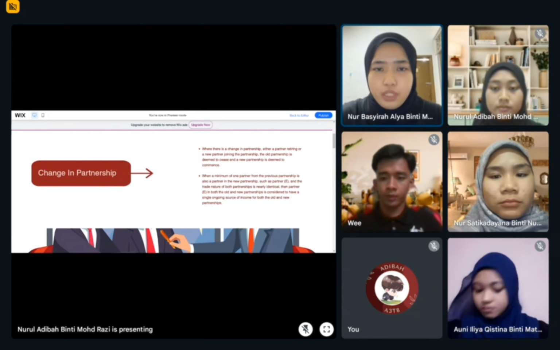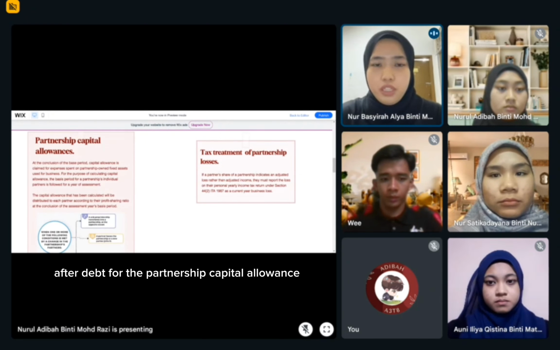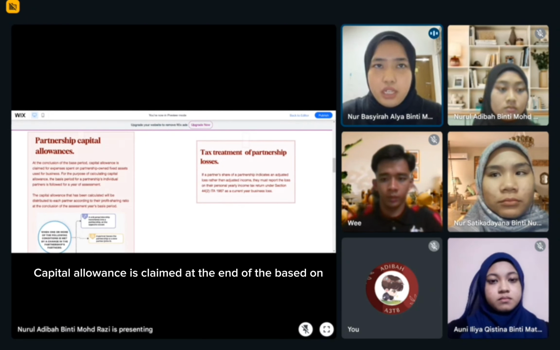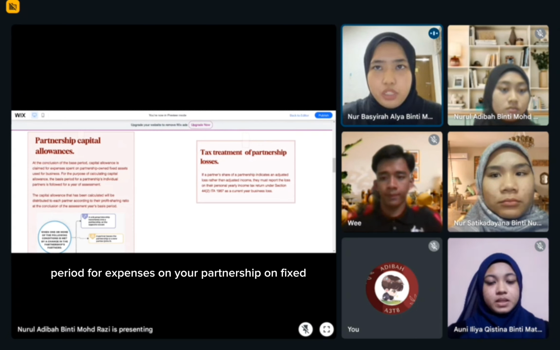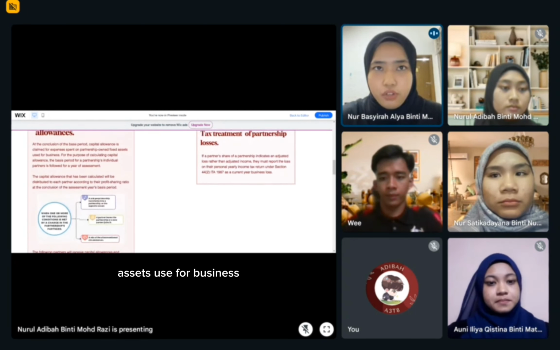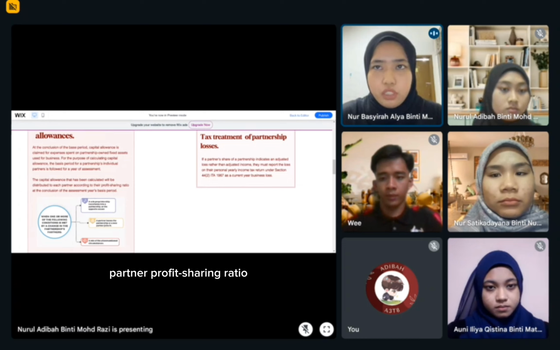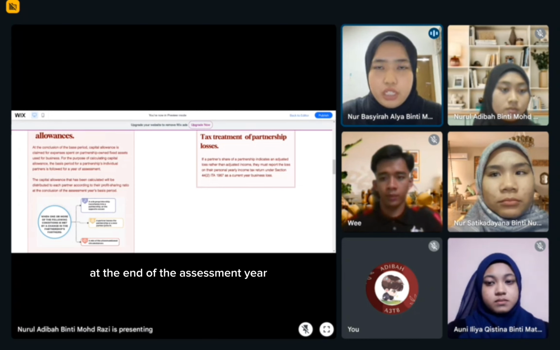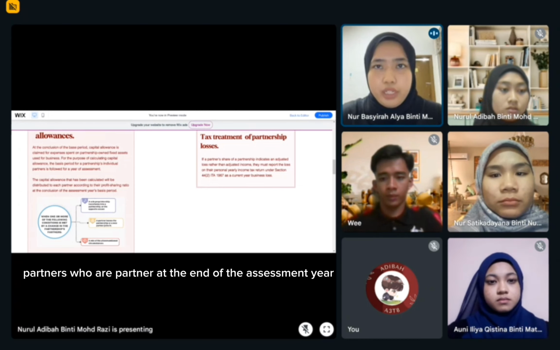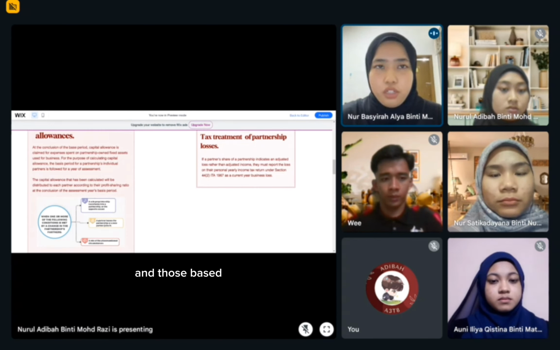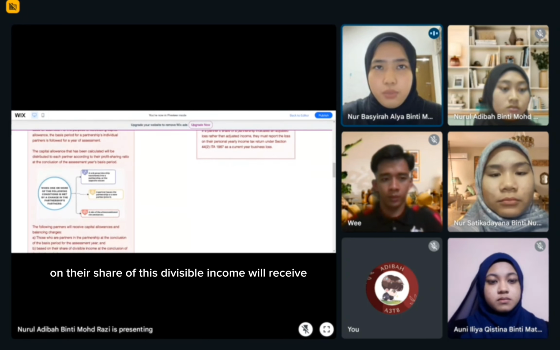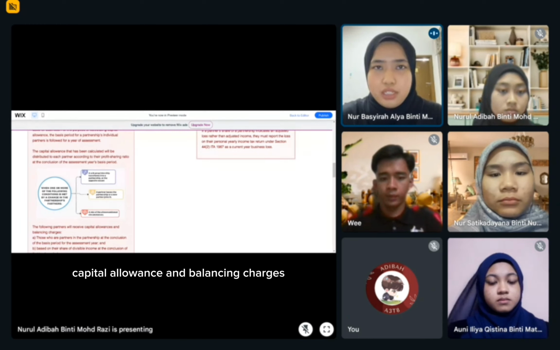After that, for the partnership capital allowance, it is claimed at the end of the base period for expenses on fixed assets used for business. The calculation is based on the individual partner's profit sharing ratio at the end of the assessment year. Partners who are partners at the end of the assessment year will receive capital allowance and balancing charges based on their share of this divisible income.